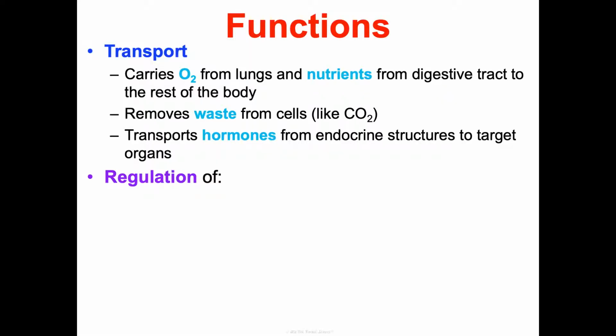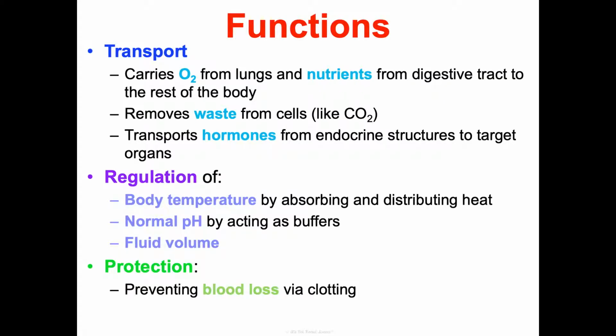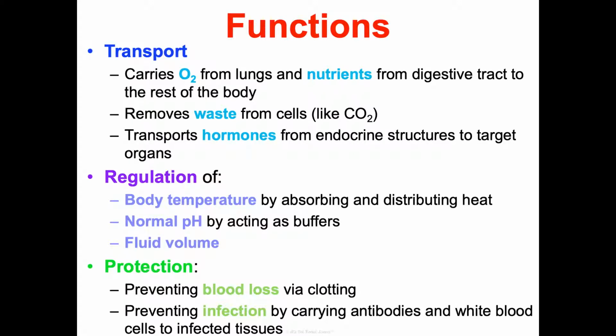Also, your blood is really important for regulation. Regulating your body temperature. Your body temperature is really regulated by your blood and its ability to absorb and then distribute heat throughout your body. The pH of your blood, it acts as a buffer for a lot of biochemical things. Your fluid volume. Also for protection. We'll talk about your blood a lot in Unit 6 when we talk about protection and your immune system. But it's important for preventing blood loss, which we do via clotting, and preventing infection by carrying antibodies and white blood cells to infected tissues, which again, we'll get into more detail in Unit 6.